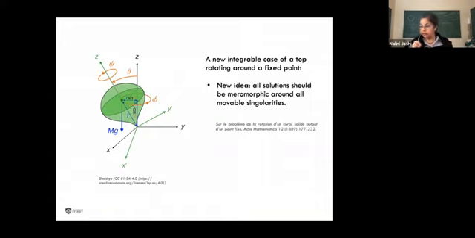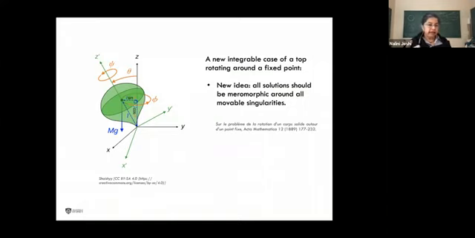Lagrange solved the case when A is equal to B and the center of gravity lies on the Z-axis. And the way they'd solved these particular cases relied upon elliptic functions. Now, elliptic functions, as we all know, are meromorphic functions in the complex plane, which are doubly periodic functions. So how did Kovalevskaya tackle the problem of searching for other cases that could also be solved in this way?